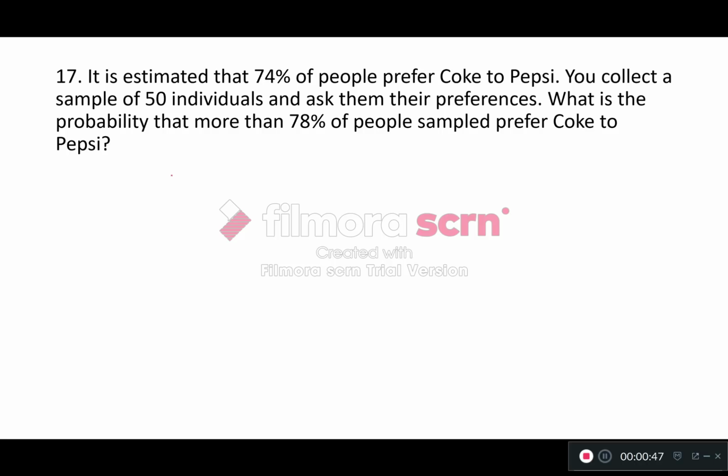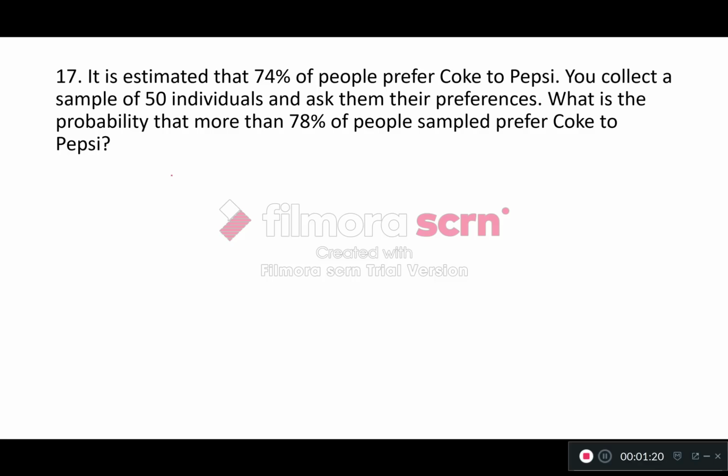Number 17 says that we estimate 74% of people prefer Coke to Pepsi, and out of a sample of 50 individuals, we're interested in the probability that more than 78% of the people sampled prefer Coke versus Pepsi. One of the big things to see in this problem is that we're concerned with the probability pertaining to a sample as opposed to an individual value. We've talked a lot the last couple weeks about putting probabilities on the normal distribution, and generally if you're dealing with a single value, then you would not start with a standard error.